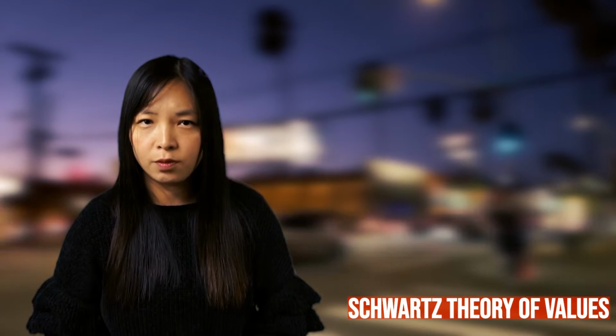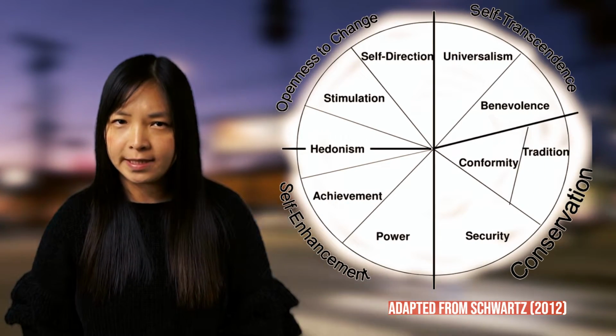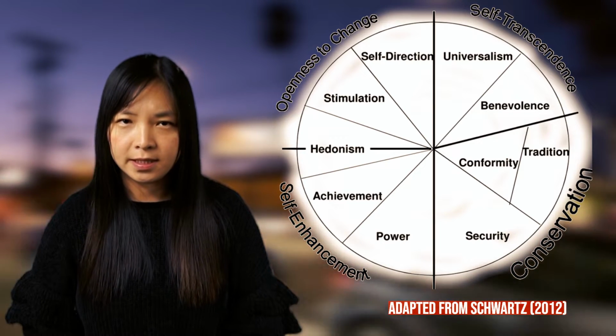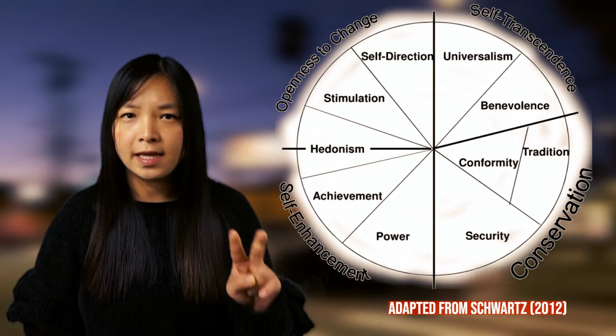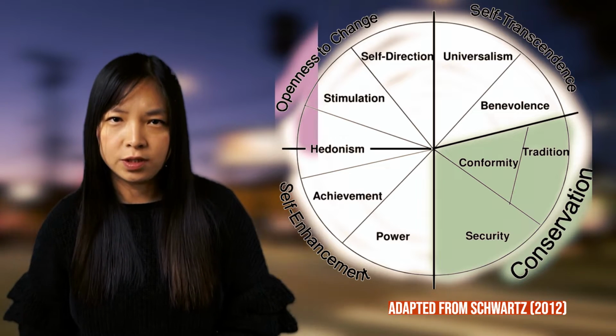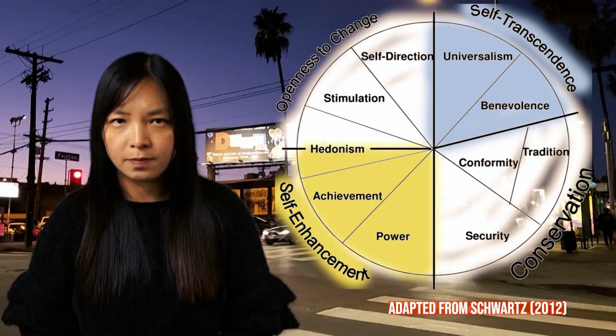Today, I will introduce Schwartz's theory of basic human values, which identifies 10 basic values that are universal. The order of values in the figure represents the motivational conflicts and compatibilities. As the continuum demonstrates, there are two sets of dimensions: conservation versus openness to change, and self-transcendence versus self-enhancement.